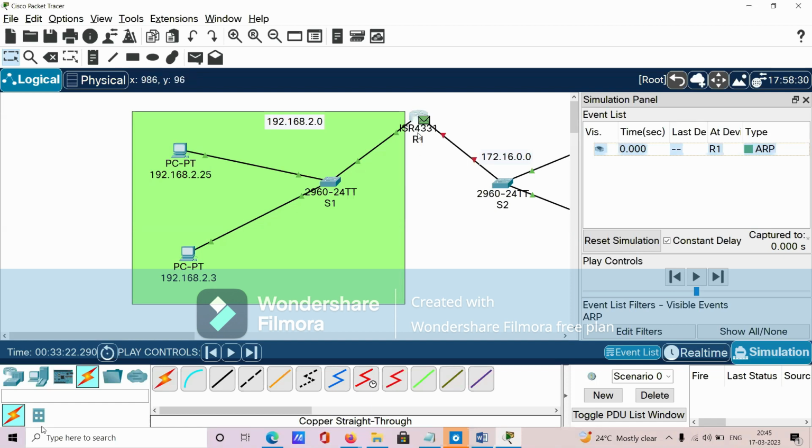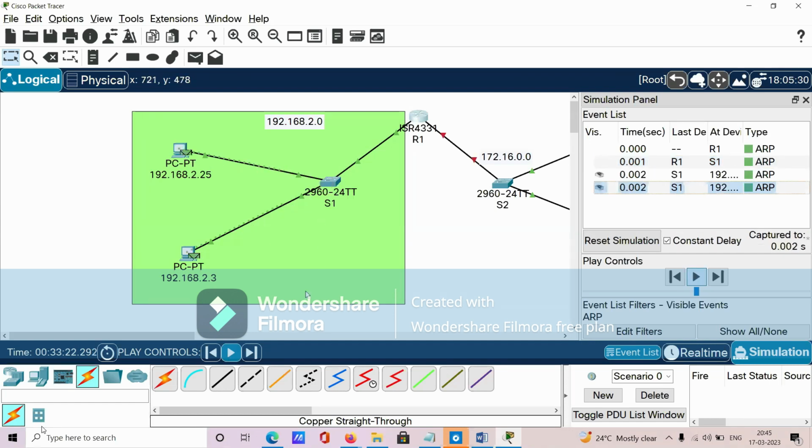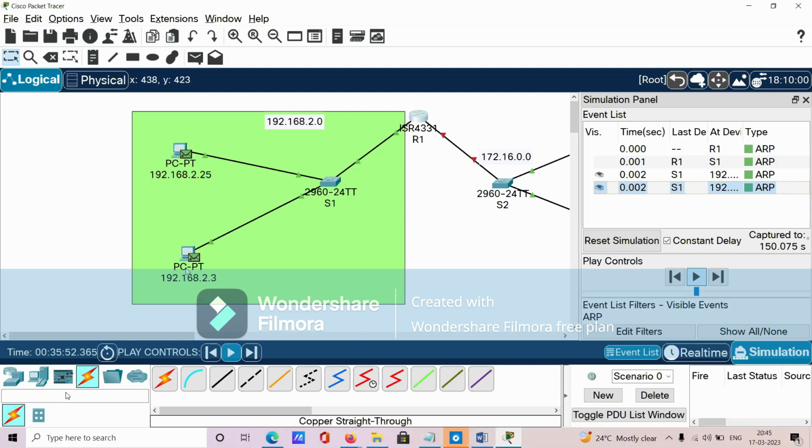Now this ARP message belongs to the 2.0 network, and the moment it goes there, it goes to the switch of that network, and what is the switch going to do with this? It is going to broadcast. So look here, both the computers, 2.25 and 2.3, will come to know about this router, which has the IP address 2.29.